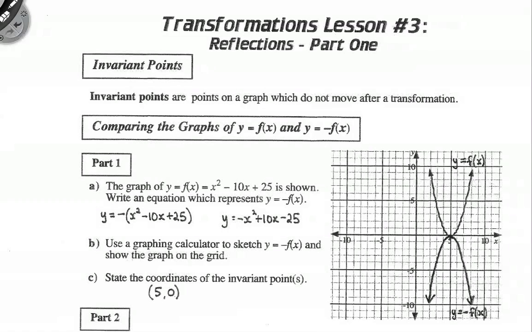Anyway, this lesson starts off with talking about invariant points. Invariant points are points on the graph which do not move after a transformation. They'll remain in the same position.